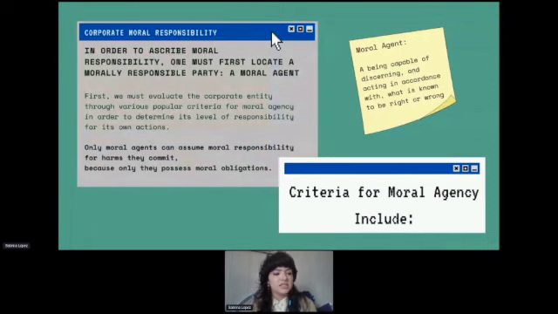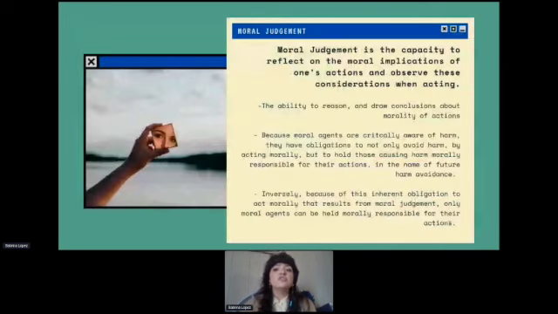Why is this the case? Well, partially because of our first criteria, which we'll use to determine the moral agency of corporations. Moral judgment is this criteria. It is the capacity to reflect on the moral implications of one's actions and observe these considerations when acting. Moral judgment is what gives moral agents the ability to discern right from wrong. It is the most basic criteria for moral agency. Moral judgment involves reasoning, reflection, and the ability to adapt one's behavior in response to conclusions one draws about what they determine to be a good or a bad action.